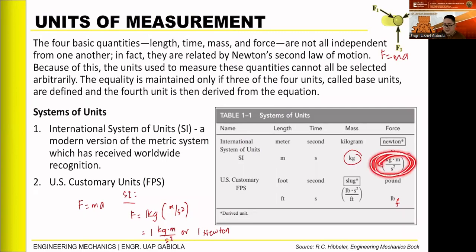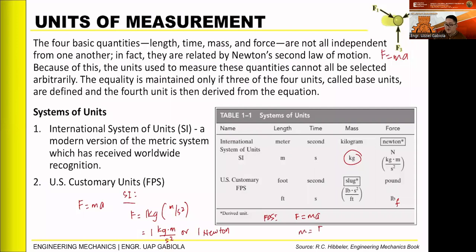Okay? Then for US, kung paano nakuha yung slugs. So yung slugs is nakuha din using yung SI natin. Kung FPS system tayo, si slug is unit ng mass. So from F is equals to mass times acceleration, this will be M is equals to F over A.